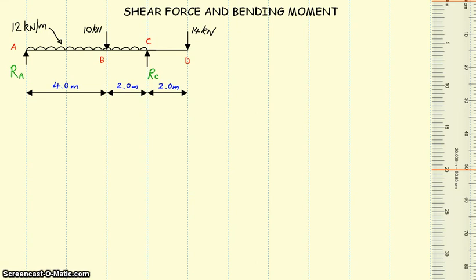The first being that we're going to actually calculate the reactions, and then we will go ahead after that and draw the shear force diagram, and finally we will calculate the bending moments and draw the bending moment diagram, and look to see if there are any points of contraflexure on the beam. So we'll kick off and calculate our reactions.